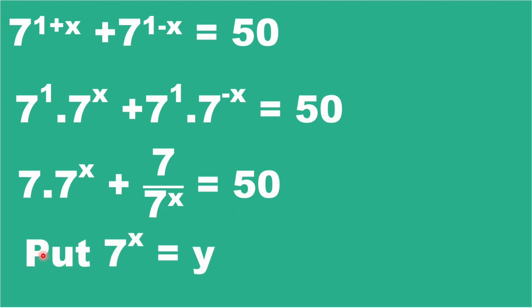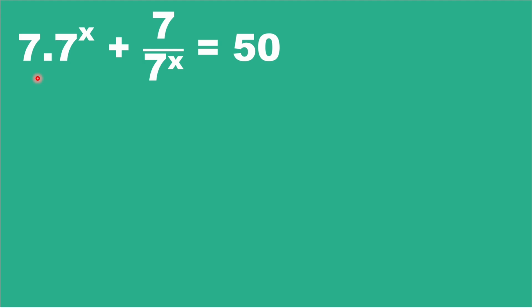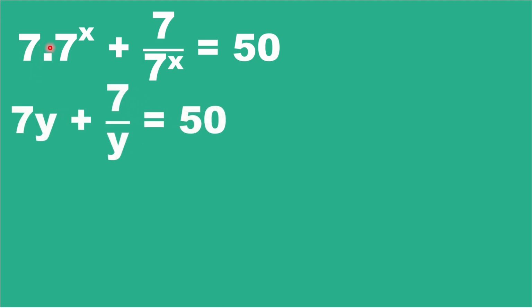Now we can put 7 power x as y. So let's put 7 power x equal to y in this equation. Then this equation becomes 7 into y, because 7 power x equal to y, and then plus 7 divided by y, because we have 7 power x equal to y, which is equal to 50.